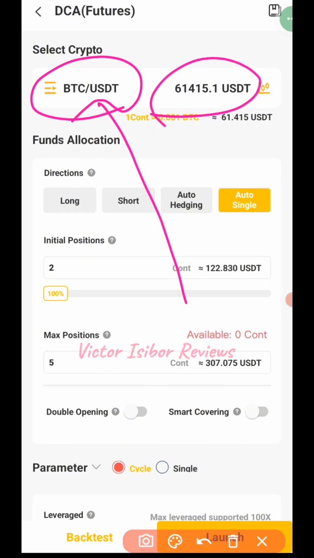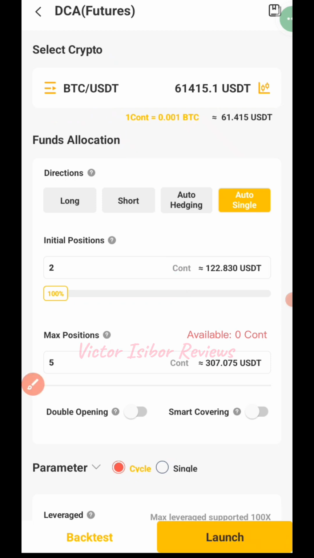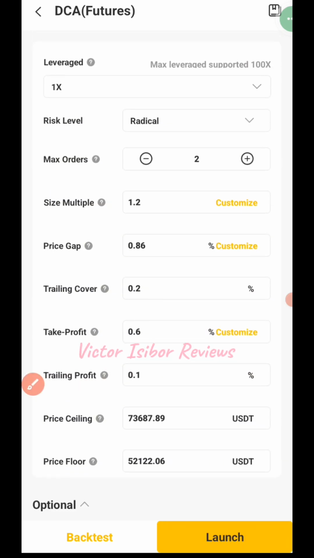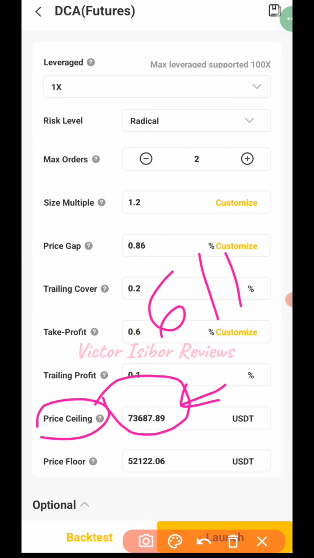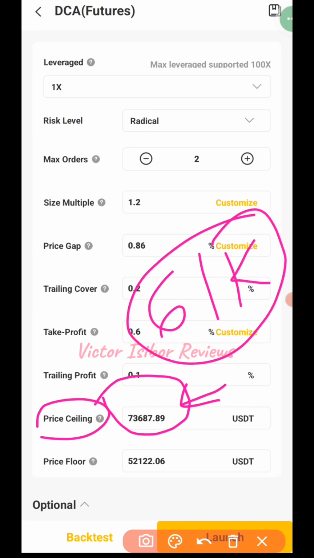Let's say 61,000. Okay, let's go to the price floor and price ceiling in our setup. This is the prediction of the bot. Price ceiling: it's placed it at 73,687. Note that it is higher than the current price of Bitcoin, which we saw at 61k plus. Price ceiling is higher, just the way your ceiling is higher than your height in your house. So the price ceiling is higher than the current price of Bitcoin.